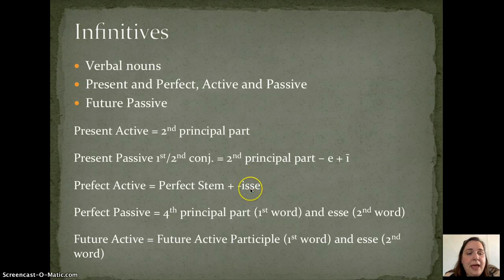conjugations. The perfect active infinitive is the perfect stem plus the ending isse. The perfect passive is the fourth principal part, which is the first word, and then the second word is always esse. And the future active infinitive is the future active participle, which is our first word, and esse, which is our second word.